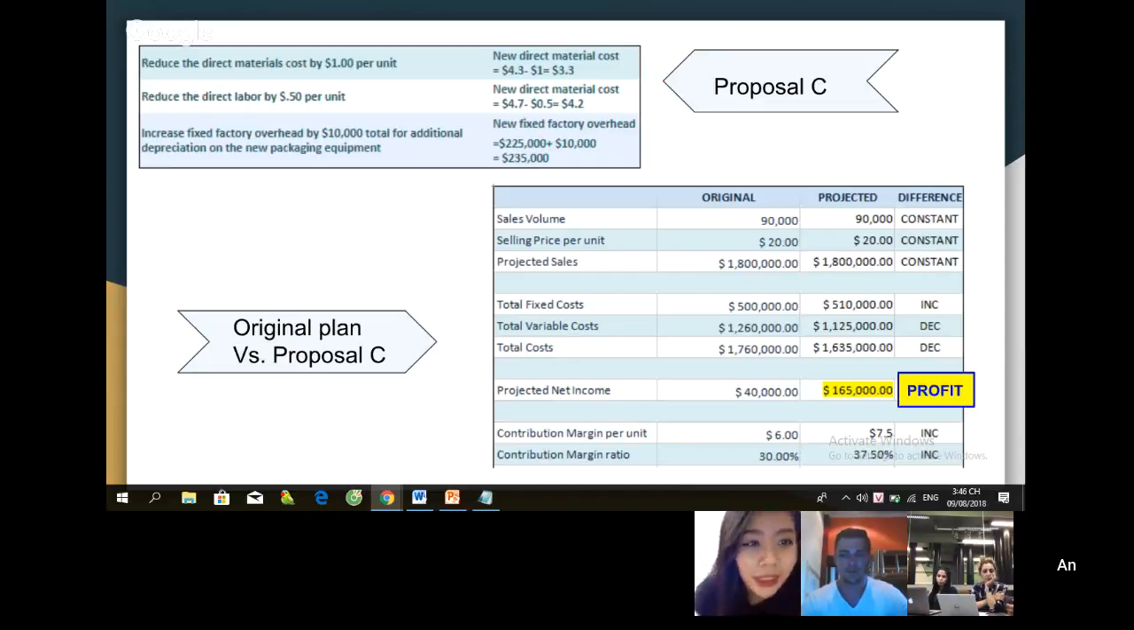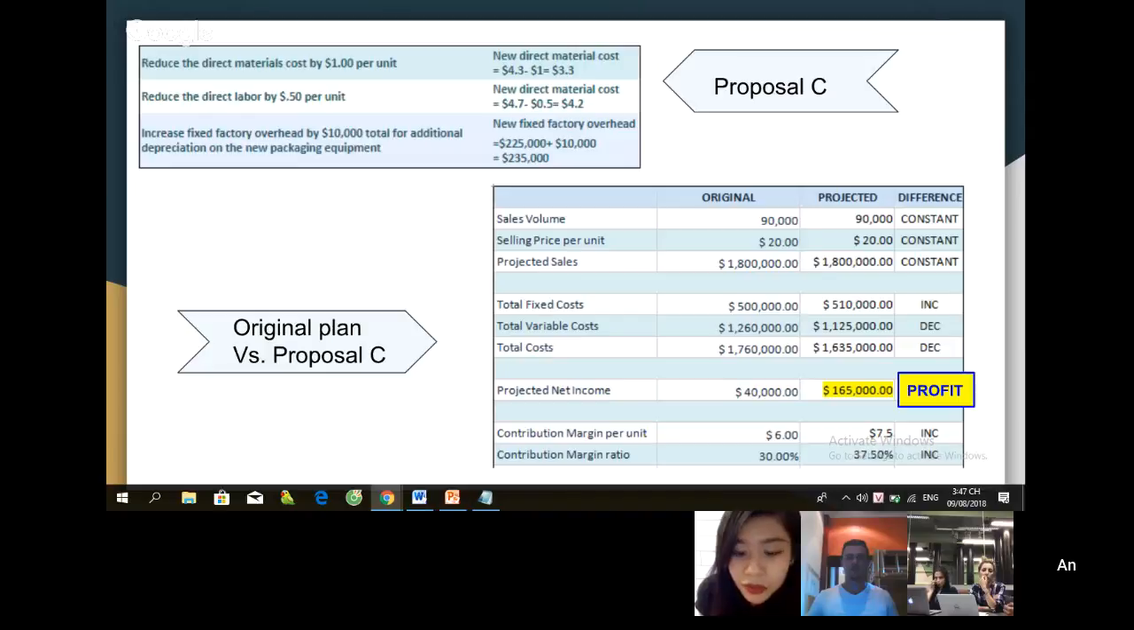So for proposal C, in this situation, the manager wants to redesign the packaging appearance. This leads to a reduction in the variable cost, but it also increased the total fixed cost of the company. Because there are no changes made to the selling price and the sales volume, we have the revenue the same as the original situation. From that, we would have a profit of $165,000, which is much bigger than the $40,000 profit from the original plan. So this is a good thing.